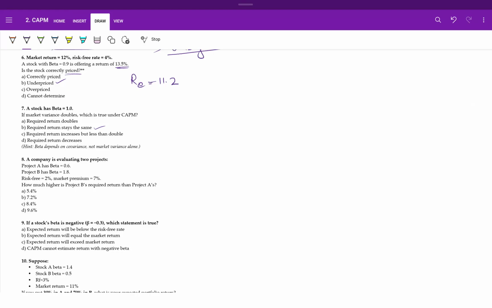Beta depends on covariance, not on market variance alone. I am saying the market variance doubles, but the relationship of the stock is 1, so the required rate of return should stay the same.